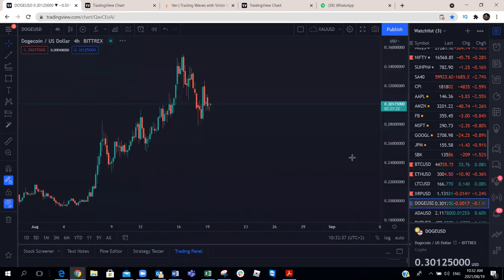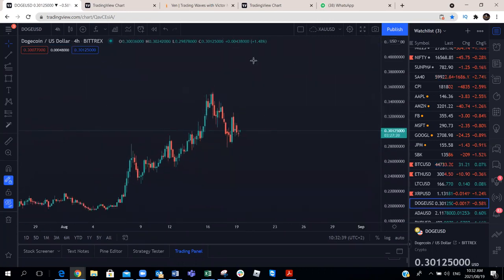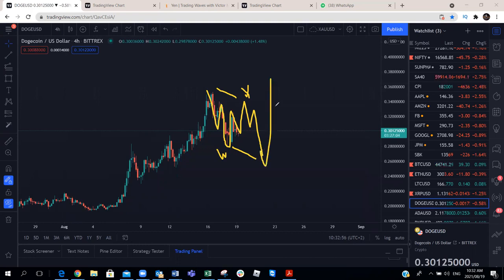Dogecoin consolidating around 30,000. This is also a three-wave pullback here, 1, 2, 3. This looks like a three-wave structure. All we want here is consolidation. The consolidation means buying and selling around those levels, accumulation, after which you expect the breakout. So we need to give this a bit more data. Let's wait for this to play out.